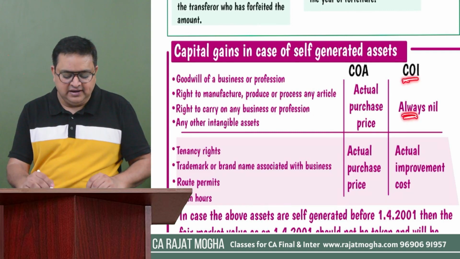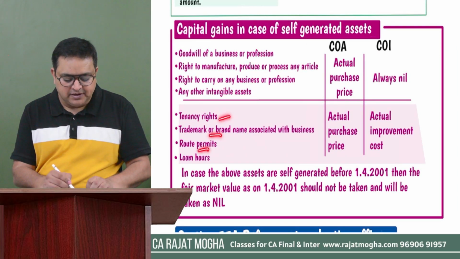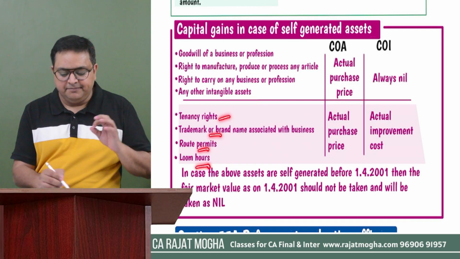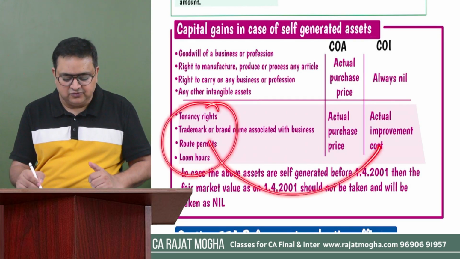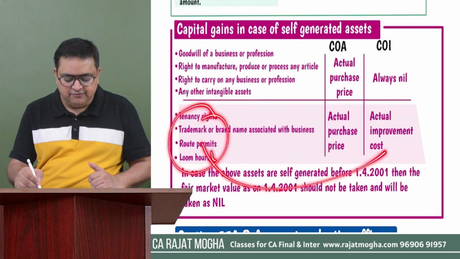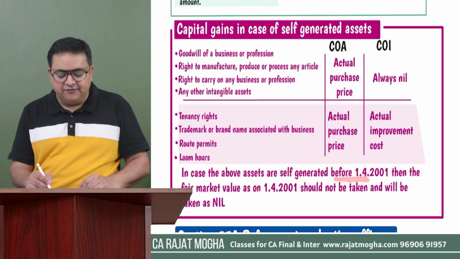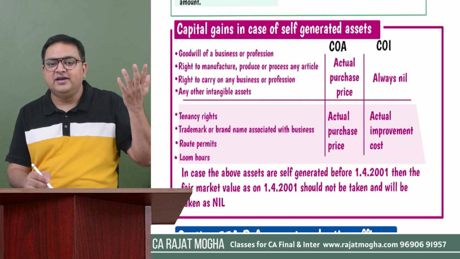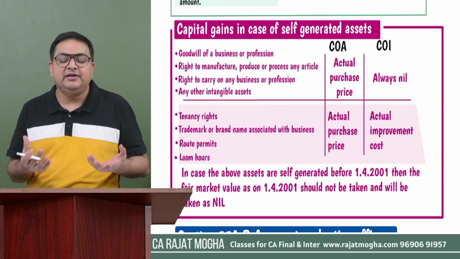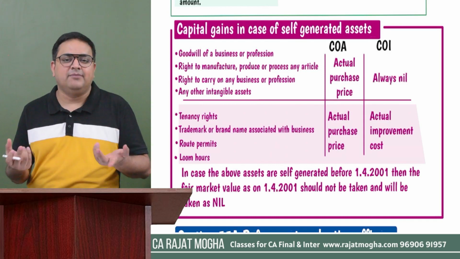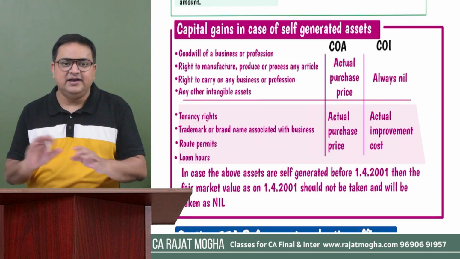Cost of improvement will also always be nil for self-generated assets. But for tenancy rights, trademarks, route permits, loom rights, if self-generated, it is nil. If purchased, we can take the purchase price, and here we can also take the actual improvement cost if there is any. But for self-generated assets, we cannot take any improvement. And even if they were self-generated before 1/4/2001, can we take the fair market value as on 1/4/2001? The answer is no. That provision is not applicable here. Why? Because it is very difficult to judge the fair market value of these types of assets, such as goodwill, and because these are self-generated. So even the 1/4/2001 facility is not available here.